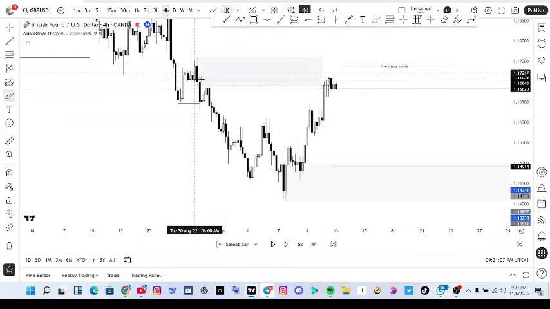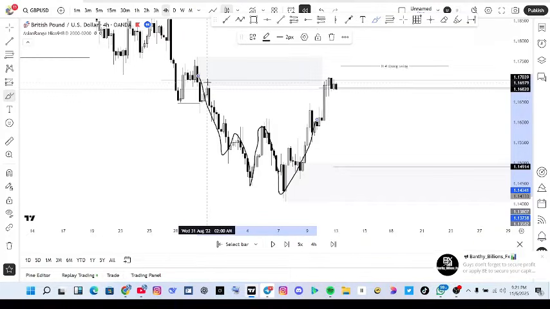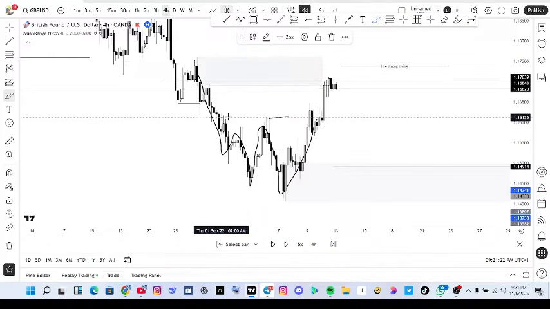See what happened. It came down like this and just did multiple swings. Then it started to come back. Now the last swing here is this one. I'm not going to enter aggressively from there. I will look for confirmation.